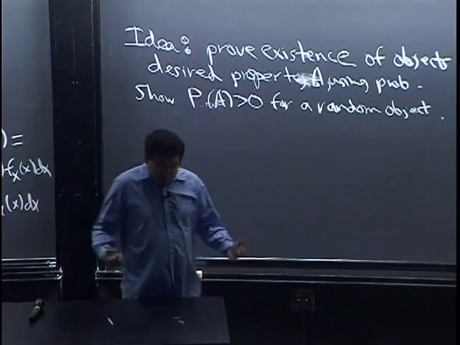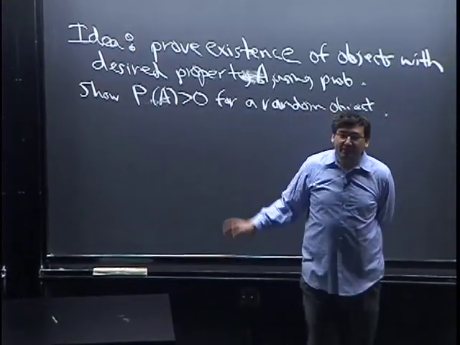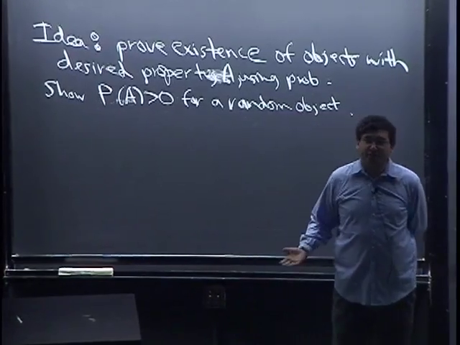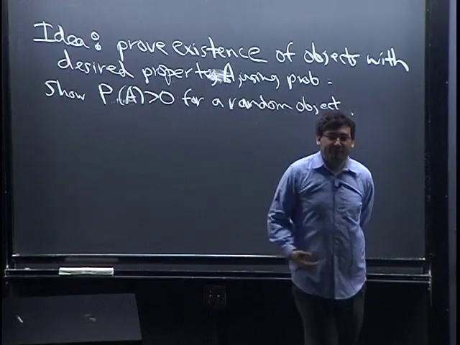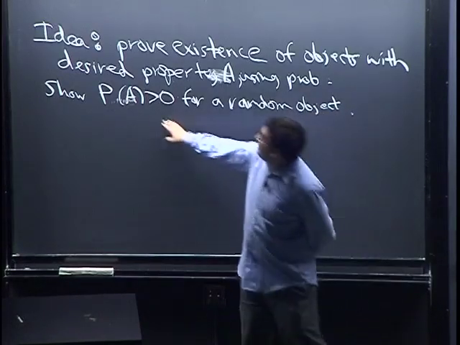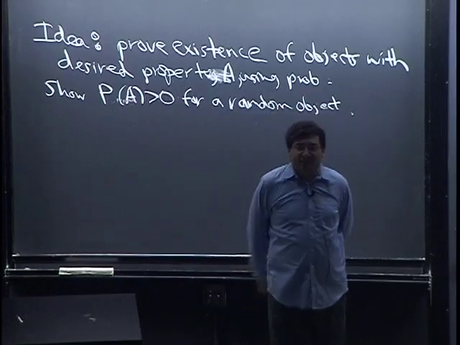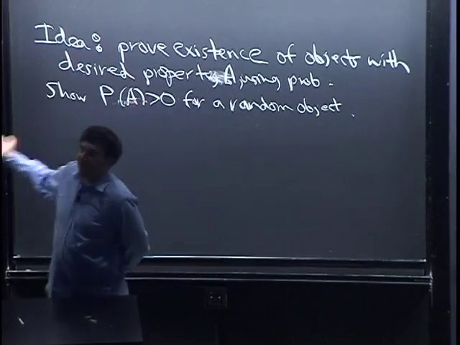Well, is it clear that if the probability is non-zero, then there must exist one? Well, of course. If it didn't exist, the probability would be 0. So if the probability is positive, it must exist. So if we can show this, we've shown that it exists. And this is true; I don't need to write a proof for that.